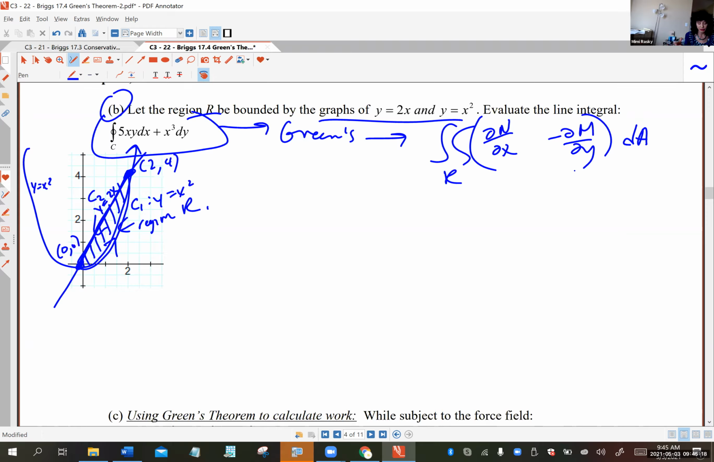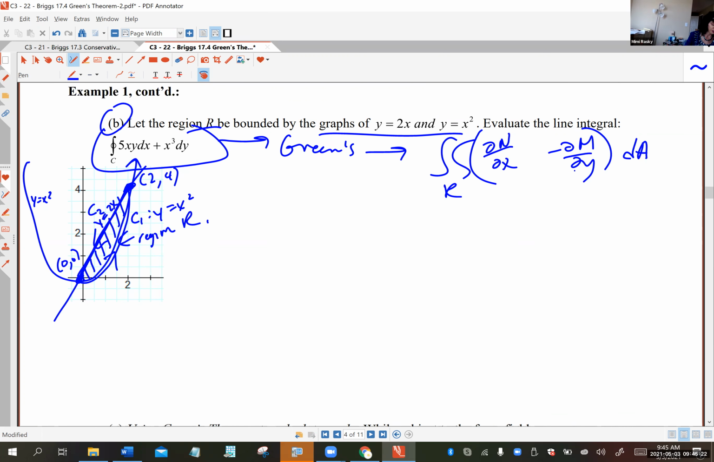Okay, well, who's M and who's N? They didn't give it to me. Yeah, they did. It's disguised, but you know differential form. The M is the stuff that's multiplying your dx, and your N is understood to be multiplying your dy. So then I can get dN/dx, because the derivative of x cubed with respect to x is 3x squared. Bingo. Minus dM/dy. The partial of 5xy with respect to y is 5x.